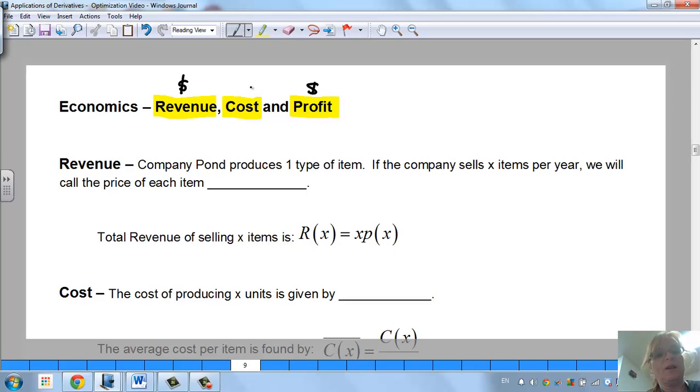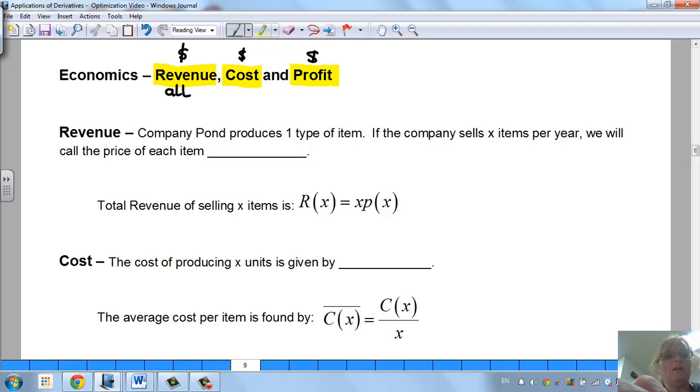So they're all money. But revenue is all the money that you take in. Cost is the money it costs to produce or make your item, and the profit is what's left after you receive all this money and take away the cost of doing it. The profit is the money that you get to keep, the money that you're making. Okay? So let's look at some terms here.